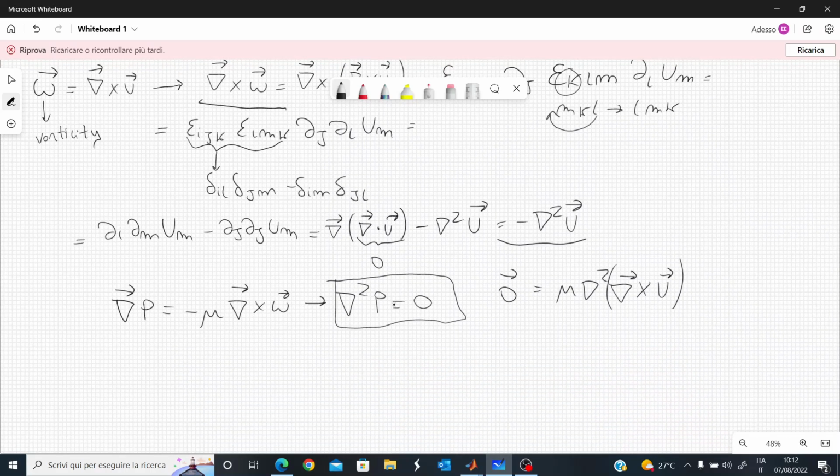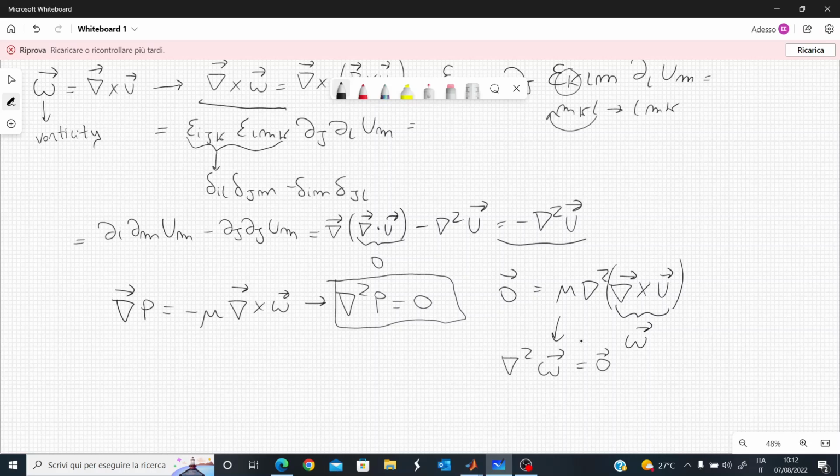But what is this? The curl of u? Well, that's simply the vorticity omega. So we also have that the Laplacian of the vorticity is equal to 0, the 0 vector if you want.